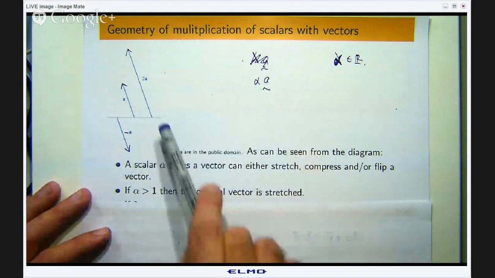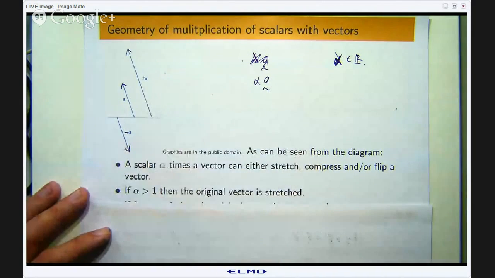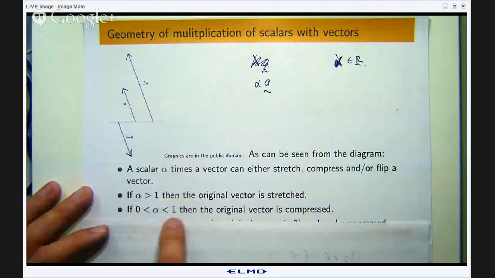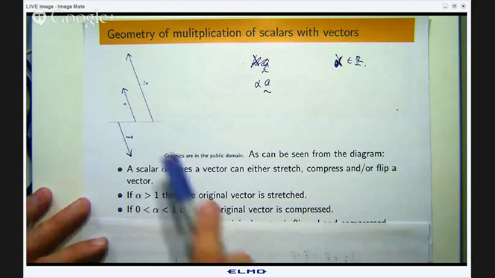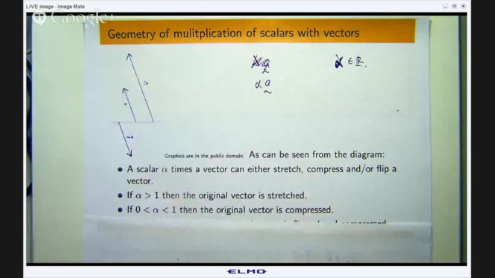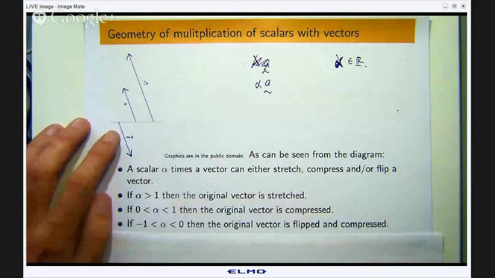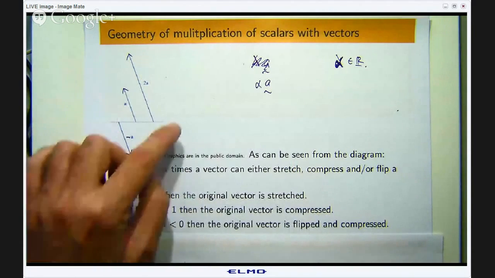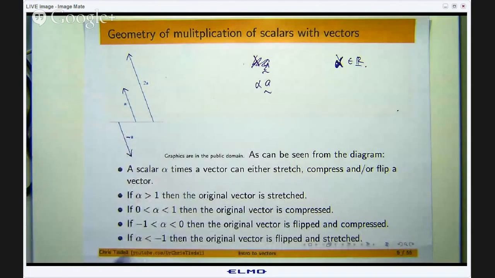If alpha is greater than 1, like we have here, the original vector is stretched. If alpha is between 0 and 1, say a half, the original vector would be compressed. If alpha is between negative 1 and 0, then the vector would be flipped and compressed. And if alpha is less than negative 1, the original vector would be flipped and stretched. So, for example, if you want to illustrate these cases, draw in a half A, negative a half A, and say negative 2A, and see what happens.